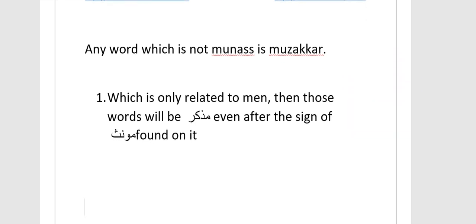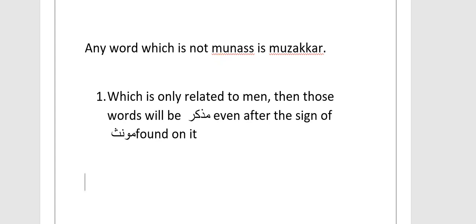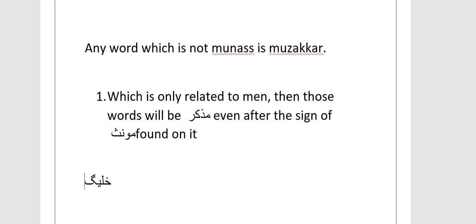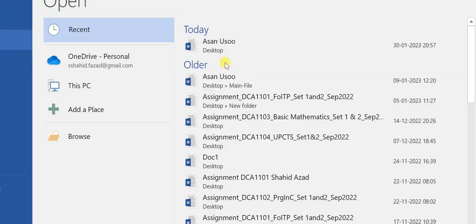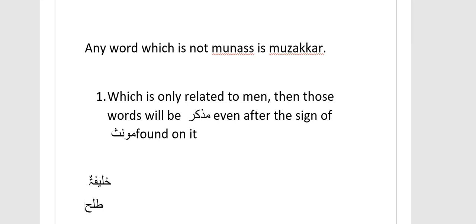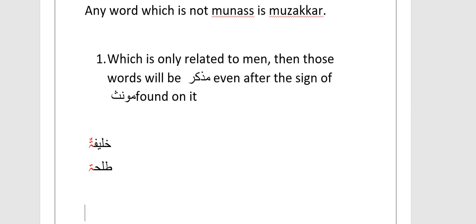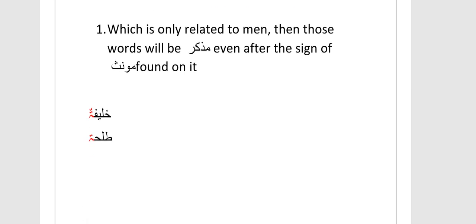For example, let's say Khalifa. Khalifatun has a muannas sign. Talhatu has a muannas sign. On both words, the muannas sign is found, but still these two words are muzakkar, not muannas.